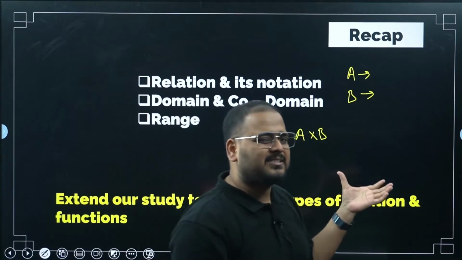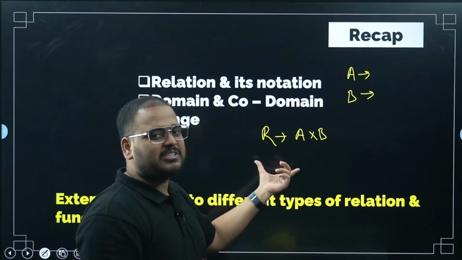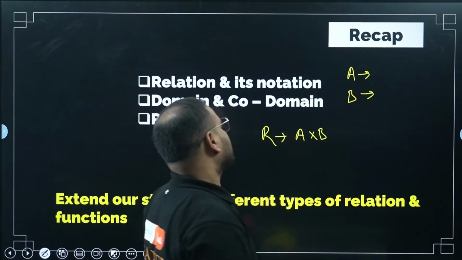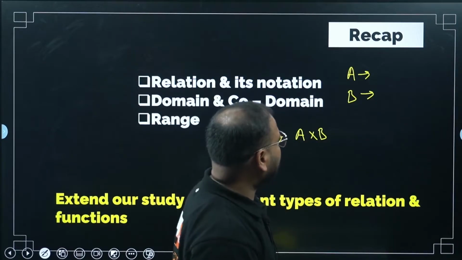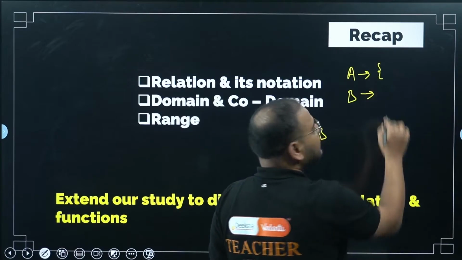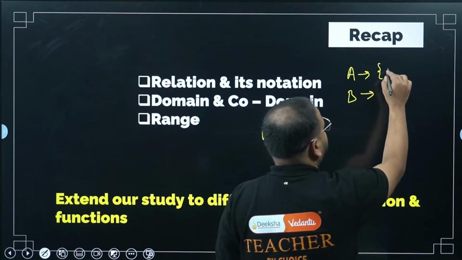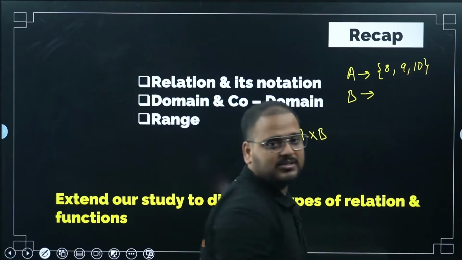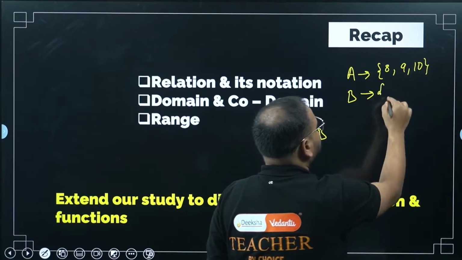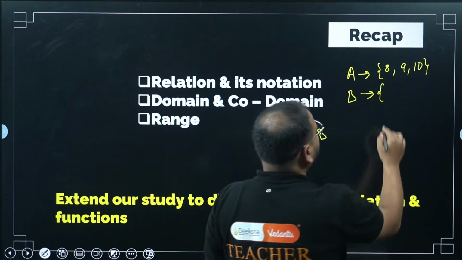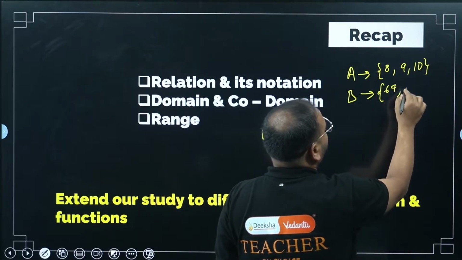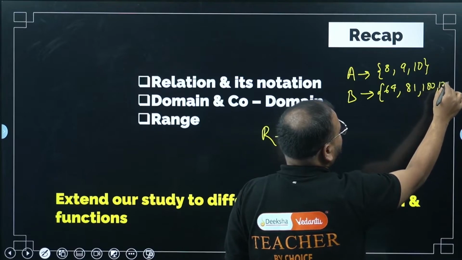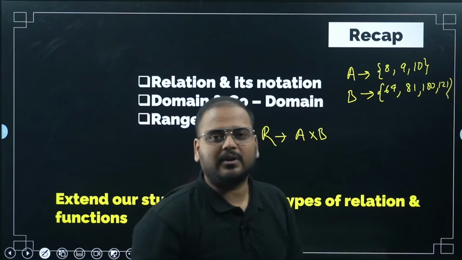Sir, it does not make sense, it is not that clear to understand from here. So let's take an example and we'll understand from there. If I take a set A, let's say it has the elements 8, 9 and 10. What about set B? I can take it as simply 64, 81, 100 and 121.